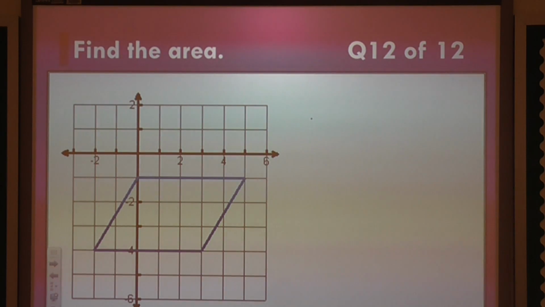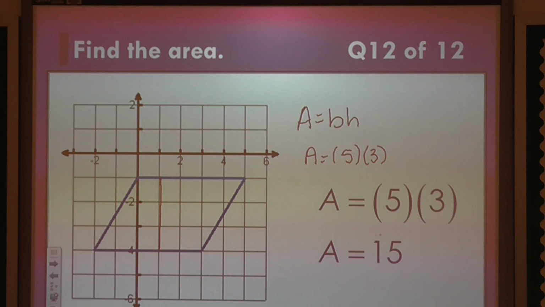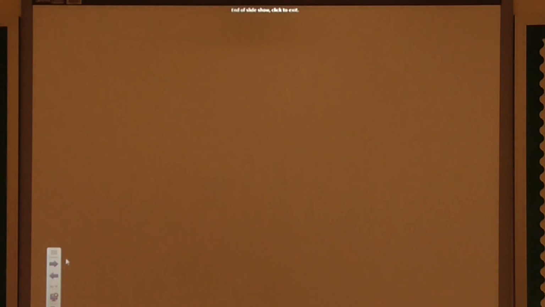Find the area. All right, this is going to be area equals base times height. The base is a horizontal line that has a length of 1, 2, 3, 4, 5. So it's going to be 5. And then the height, I can pick any horizontal line and go straight up and down and count them. 1, 2, 3. So your height is just 3. So 5 times 3 is 15. And that's it.